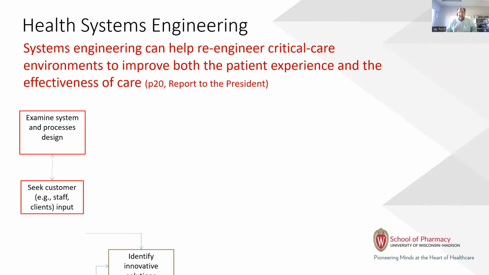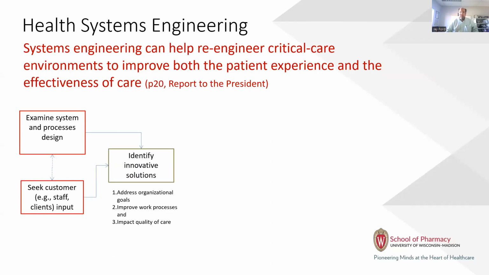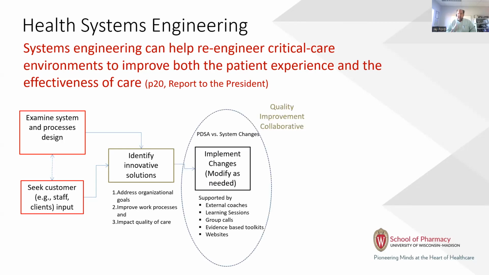So once that's been identified, then you can move into the arena of trying to identify innovative solutions to address these organizational goals, to improve work processes, and to impact the quality of care. Now, a lot of the work that I've done more recently, and even some of the historical work, was implementing changes that are modified as needed, taking a quality improvement approach where you're teaching organizations how to use and implement system changes.